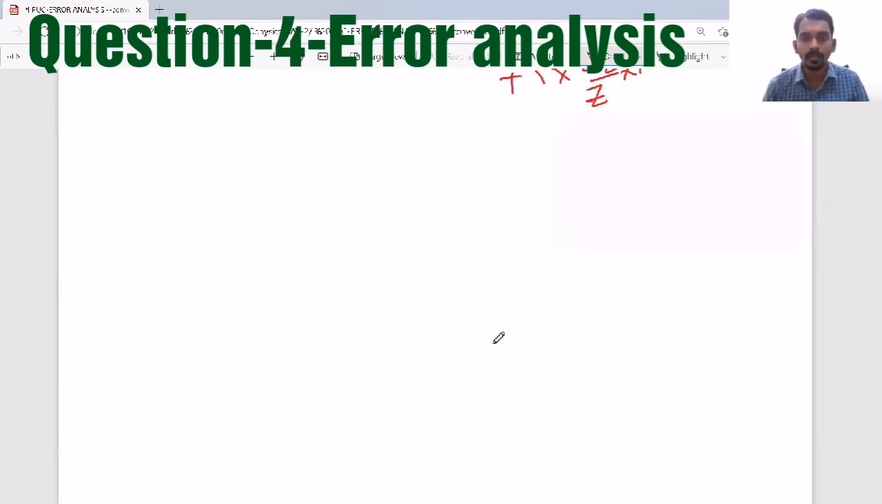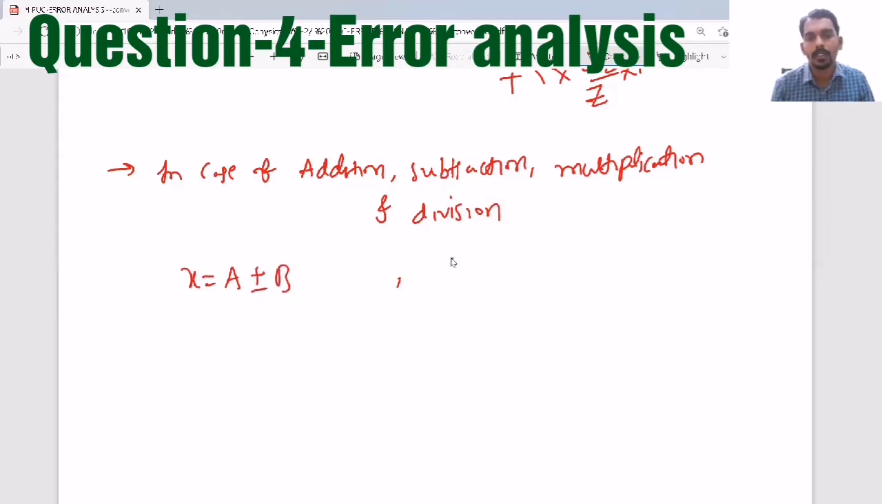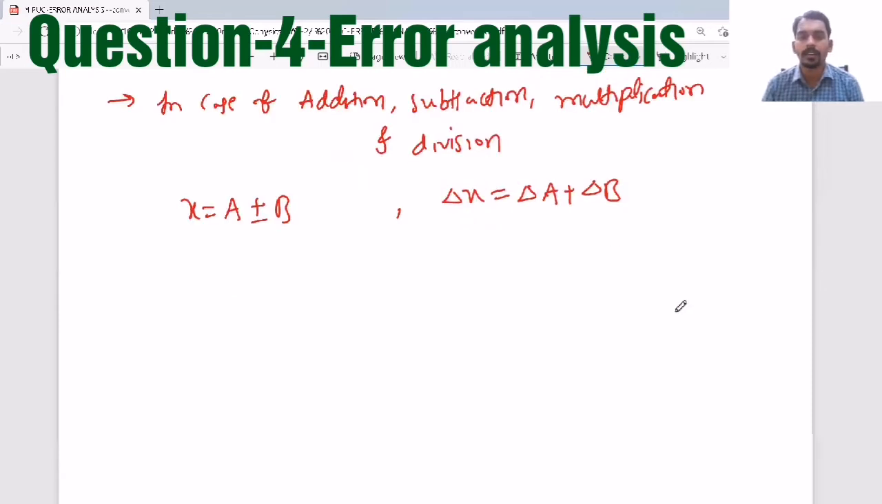It depends. Also, sometimes they will ask you to calculate the error in the measurement in case of addition, subtraction, multiplication, and also division. Like when x equal to a plus or minus b, then delta x is always delta a plus delta b. A plus b or a minus b, but the error is always added.